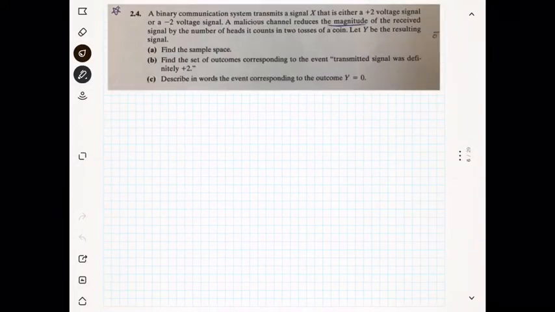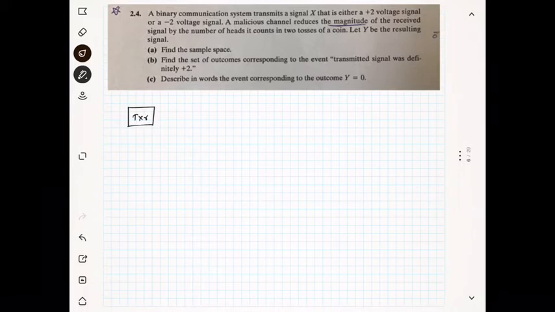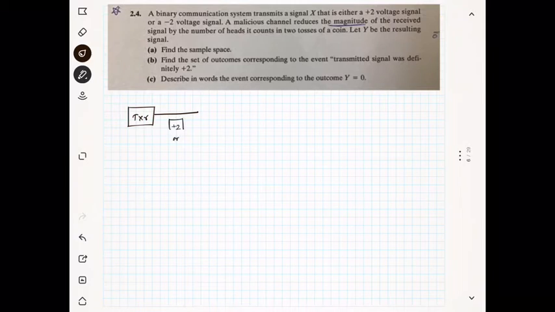Next we will see another problem. A binary communication system transmits a signal X that is either +2 or -2. So there is a communication system with a transmitter. Your transmitter will either give +2, or sometimes it will give a pulse of -2. This output we will always call X, so X can take two values, either +2 or -2.